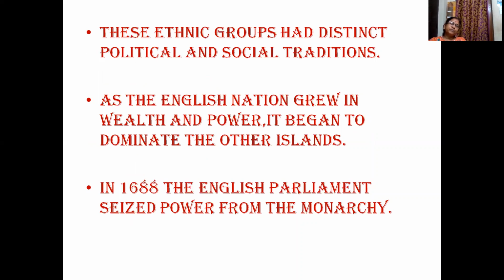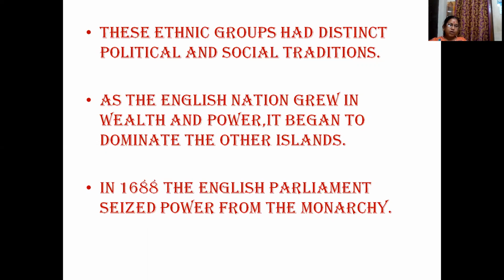These ethnic groups had distinct political and social traditions. As the English nation grew in power and wealth, it began to dominate the other islands. As the expansionist policy of the British spread, it occupied more and more colonies and became richer and richer. So it occupied the nearby islands and incorporated them into its union.